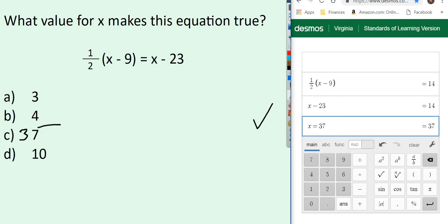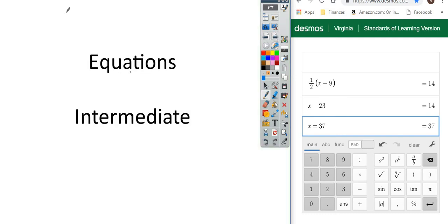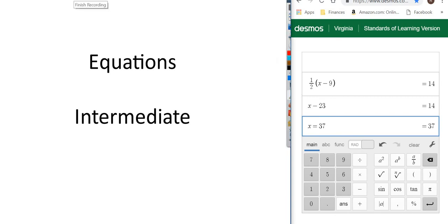You check it in your calculator, you check your answer, you make sure you're right. Okay, if there were no answers given, you would solve it first, then check your answer with your calculator. If it didn't work, you could try to solve it again, or you could use your problem-solving skills to find it by guessing. So next we're going to do intermediate equations.